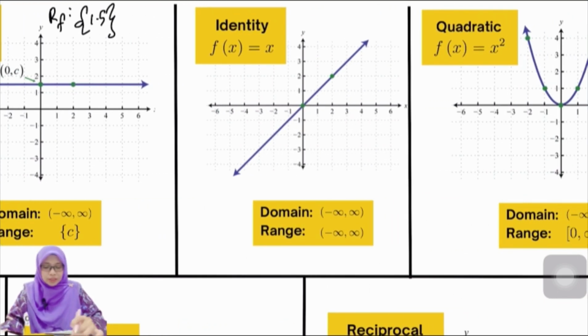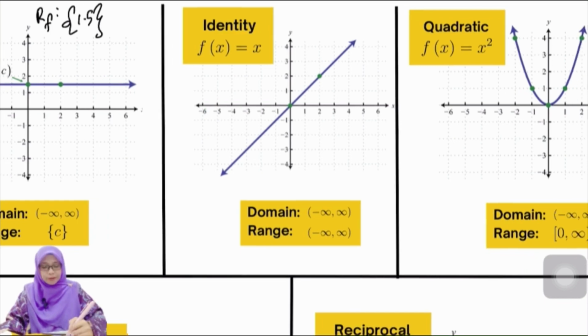And then for the third type of graph, we have the identity function, which is f(x) equivalent to x, meaning that for every value of x, you will have the same value of y. When your x is 0, y is also equivalent to 0. When your x is 2, your y is also equivalent to 2. The domain for the identity function is from negative infinity until infinity, and the range is also from negative infinity until infinity.